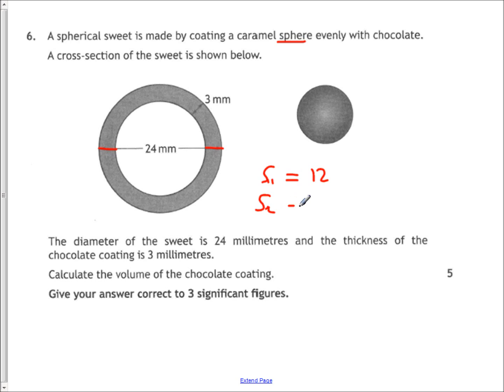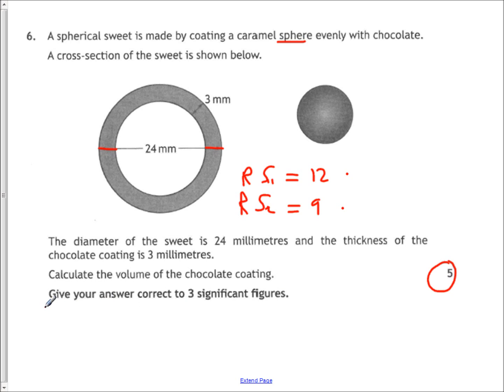The radius of sphere 2 is going to be 9. So the radius of sphere 1 is 12. The radius of sphere 2 is 9. So just use the formula to work out the big sphere, use the formula to work out the small sphere, get your answer. 5 marks, nice and easy.